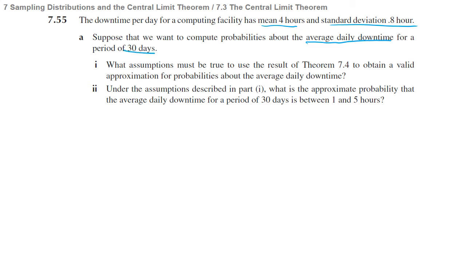And number one, what assumptions must be true to use the result of Theorem 7.4, which is the theorem for CLT, central limit theorem, to obtain a valid approximation for probabilities about the average daily downtime? So we want to do inference about the population mean, y bar follows normal distribution with mean mu and sigma square divided by n.